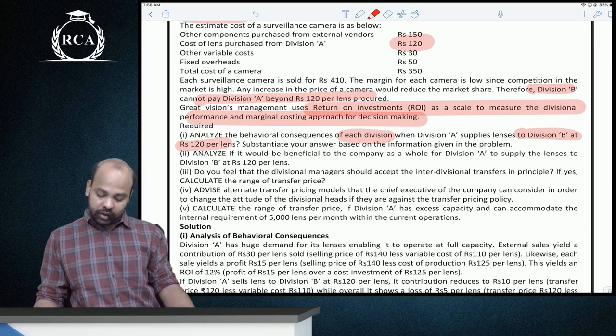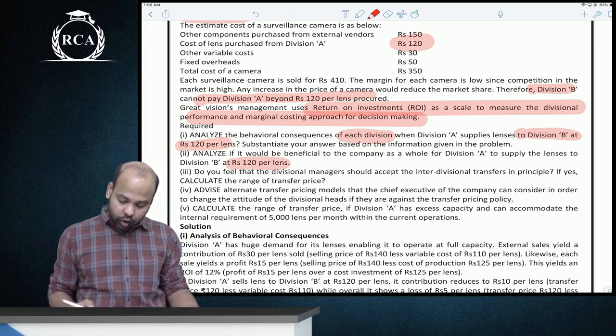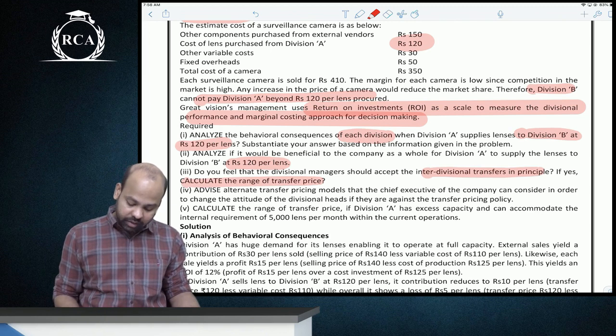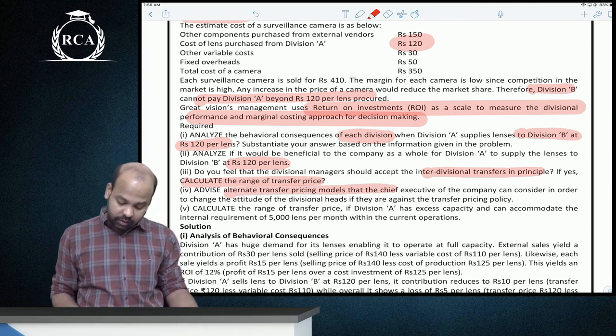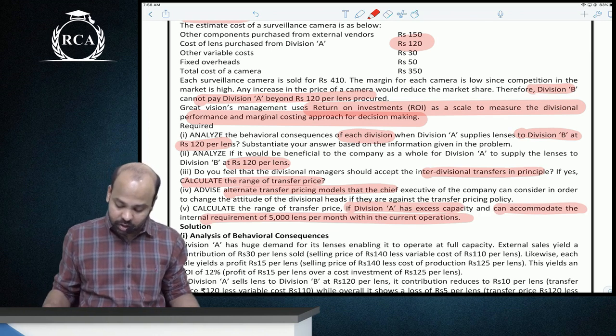Analyze if it would be beneficial to the company as a whole for Division A to supply the lenses at 120 rupees. Do you feel that the divisional managers should accept the interdivisional transfer prices in principle? If yes, calculate the range of transfer price. Advise the alternate transfer pricing methods. Calculate the range of transfer price if division has excess capacity and can accommodate the internal requirement of 5,000 lens per month within the current operations.